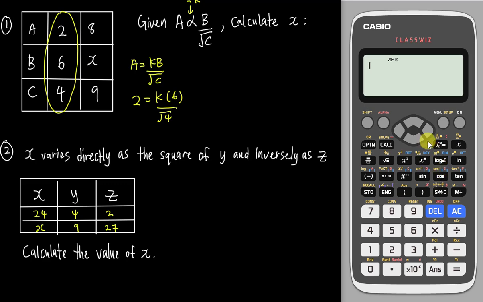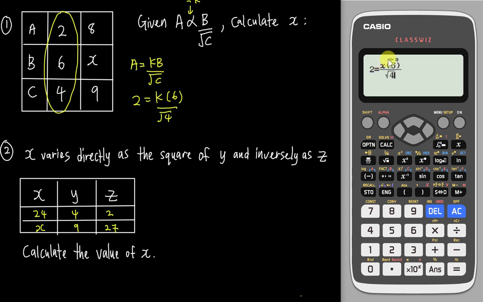So what I will do is, I will just say 2, and then equal, I will do alpha, calculate this button. Yeah, you will see the equal sign here. And then k, I will change them into the x here. And then I put a fraction. So x, and then bracket 6 over square root 4. Okay, the good thing about this calculator is you can type exactly what you have in the question.